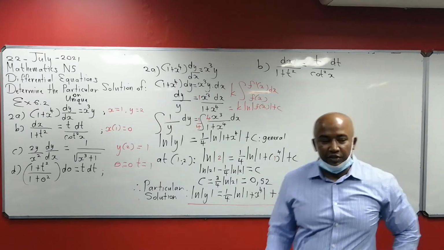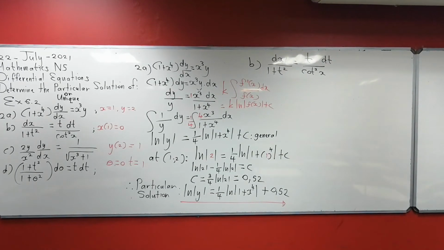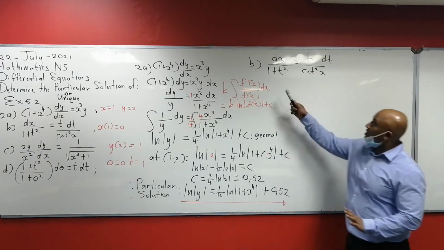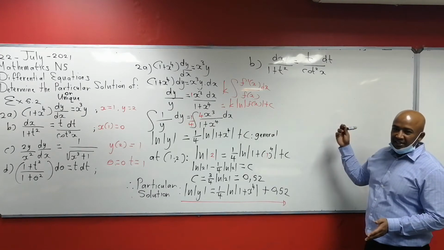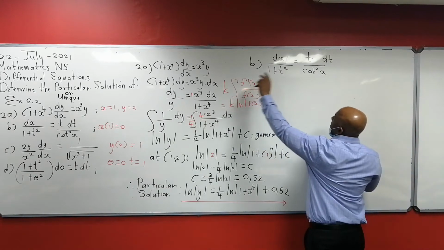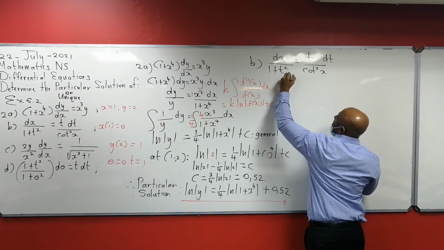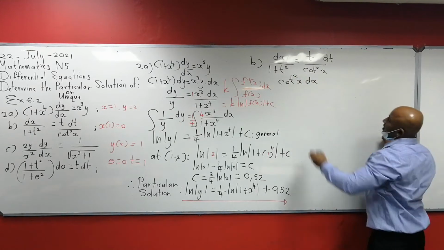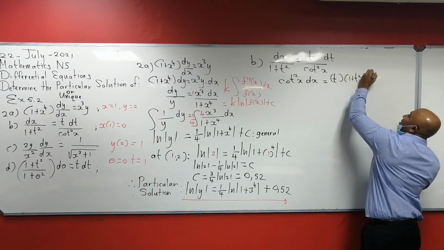Right, so we integrate. Let me give you 2 minutes to try this one out first. Right, so let's separate these variables. So we got dx, dt now. Let's keep the dx on the left, dt on the right. Now if I cross multiply here, I'm going to have cot squared x dx is equal to t multiplied by 1 plus t squared dt.